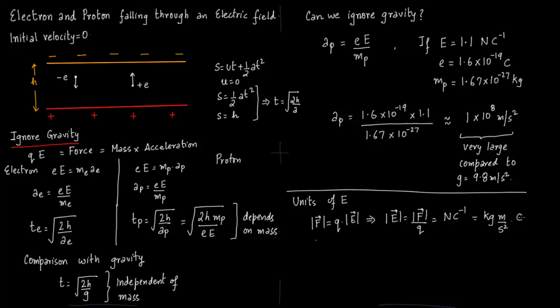and then you have again Coulomb inverse, and for Coulomb we always write A. So you have M for kg, L for meters, for seconds you have T to the power of -2, and for Coulomb we have A to the power of -1.